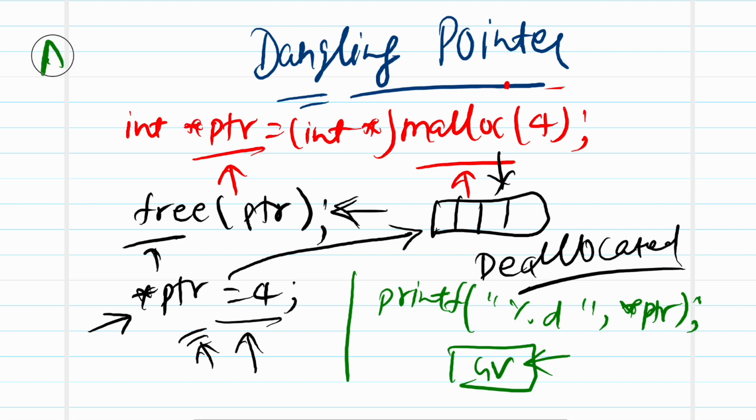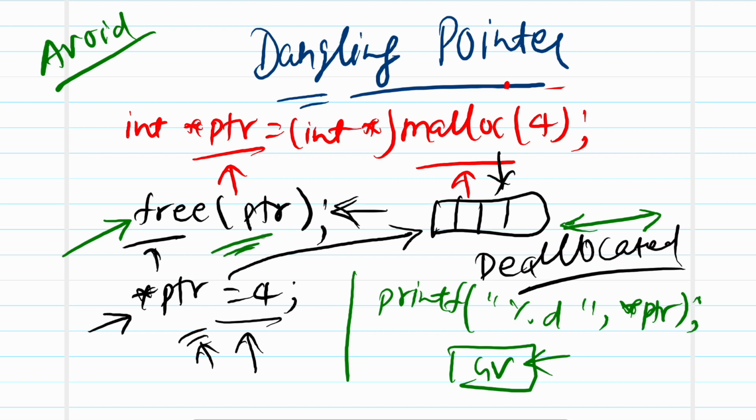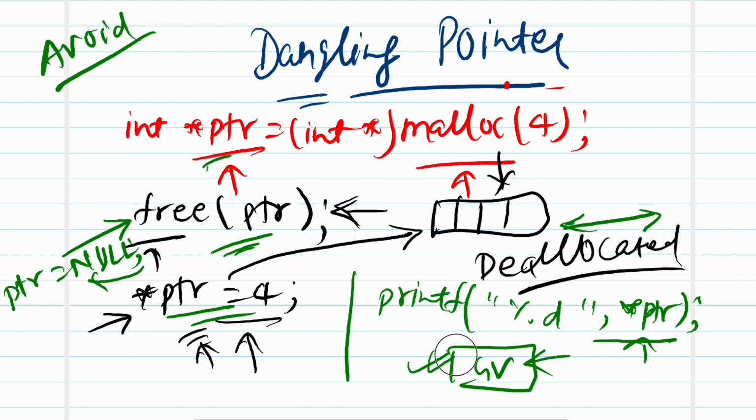So how can you avoid this scenario? Whenever you are freeing up or deallocating this memory, after deallocation you should always assign this pointer ptr with null, so that whenever you try to access it further, instead of giving a garbage value, it will give you an error, and you can always go back and correct your program code.